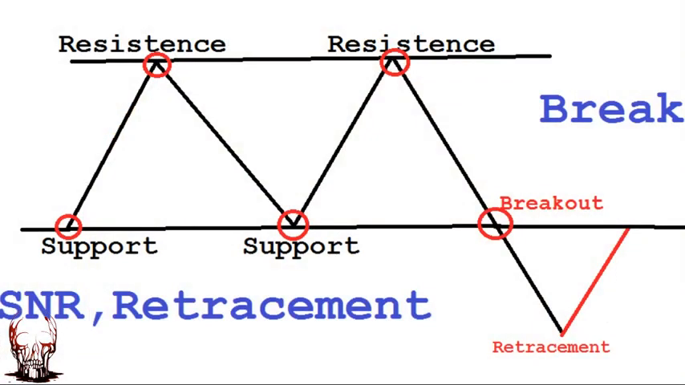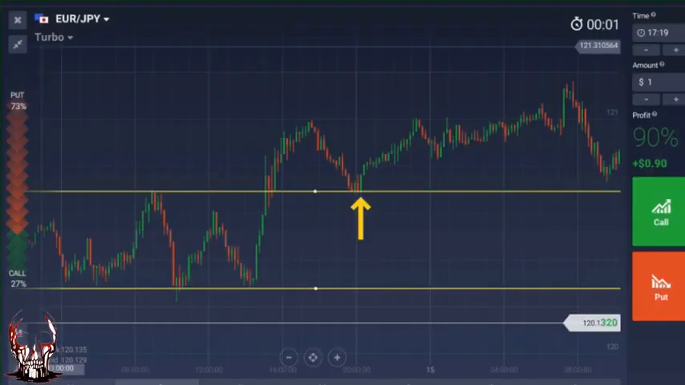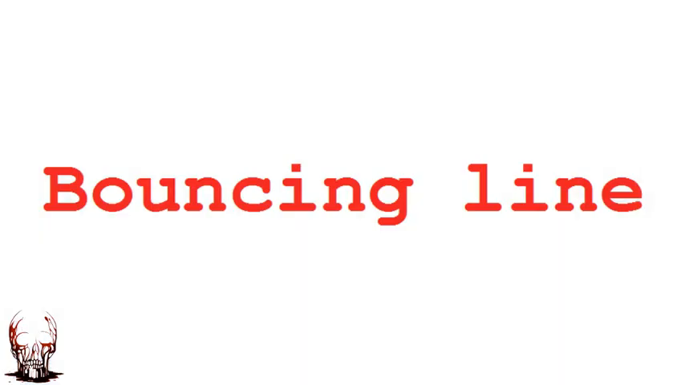In my previous video, I talked about SNR, breakout and retracement. In this video, I am going to talk about kinds of SNR. There are so many kinds of SNR, but in this video, I explain the three basic kinds of it. Start with the bouncing line. It's the first kind of SNR.